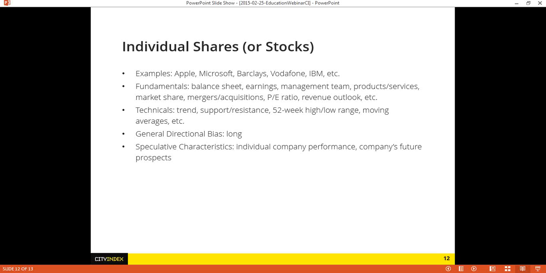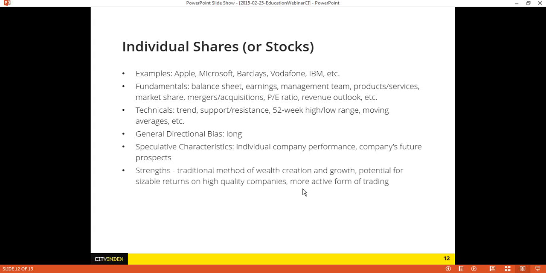Okay, so the speculative characteristics we're looking at for shares and stocks are individual company performance and company future prospects. And the strength of trading shares is that it's a traditional method of wealth creation and growth. How many people have you heard tell you that they bought this particular stock or share 10 years ago, and now they're extremely wealthy? Okay, I mean, it happens all the time.